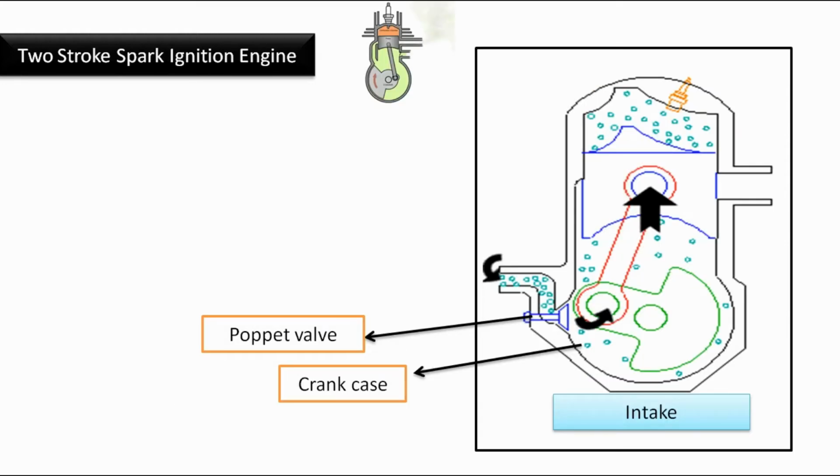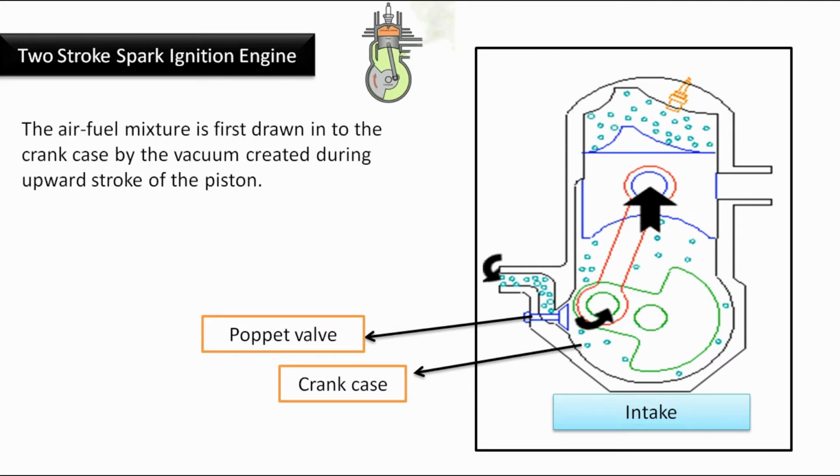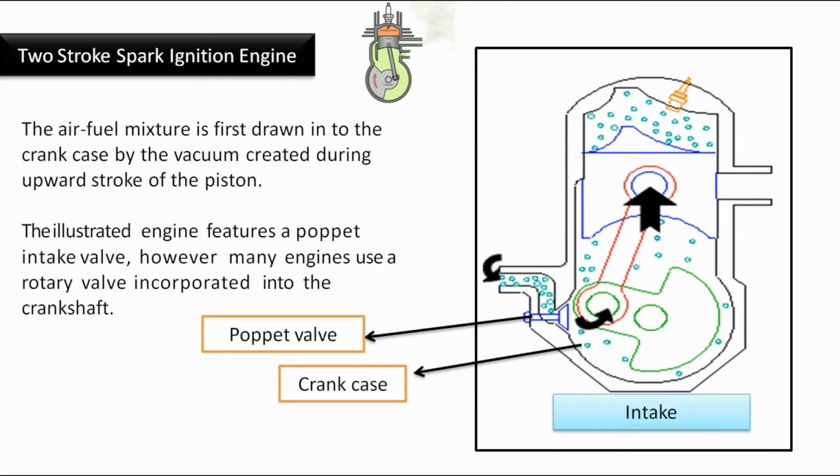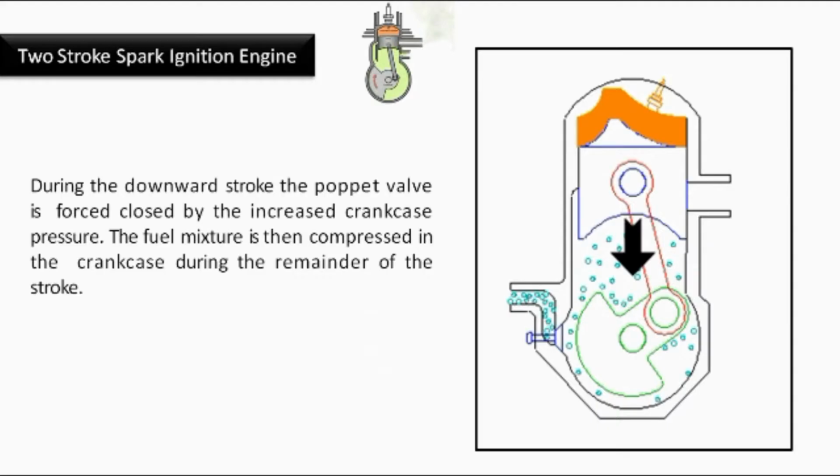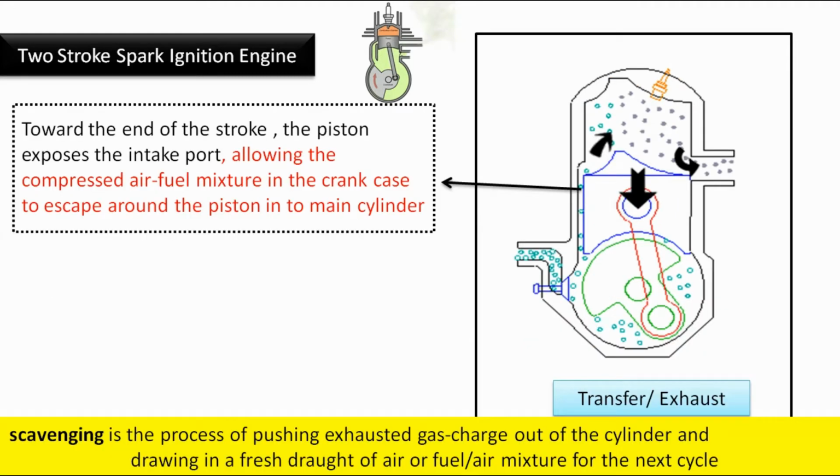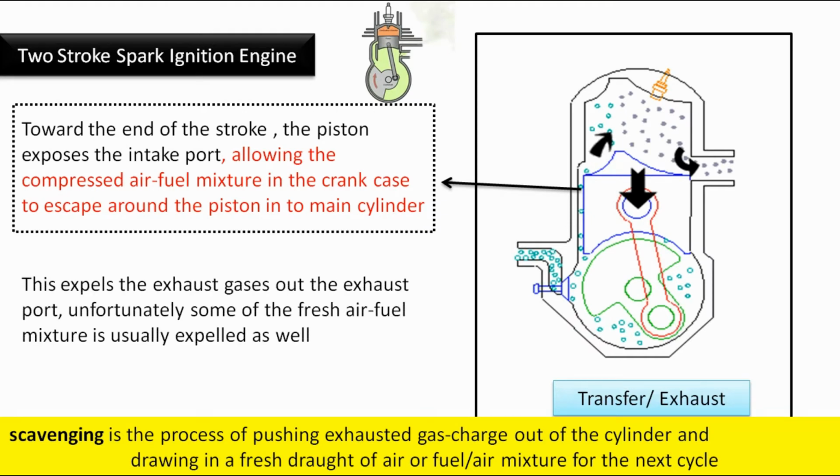The air-fuel mixture is first drawn into the crankcase by the vacuum created during the upward stroke of the piston. During the downward stroke, the poppet valve is forced to close by the increased crankcase pressure. The fuel mixture is then compressed in the crankcase during the remainder of the stroke. Towards the end of the stroke, the piston exposes the intake port, allowing the compressed air-fuel mixture in the crankcase to escape around the piston into main cylinder. This expels some of the exhaust gases out the exhaust port, and unfortunately some of the fresh air-fuel mixture is usually expelled as well.